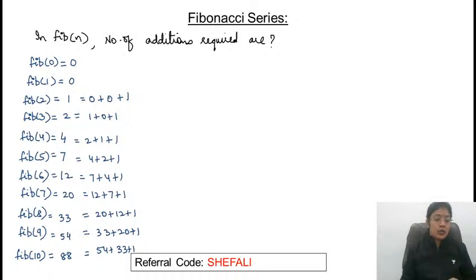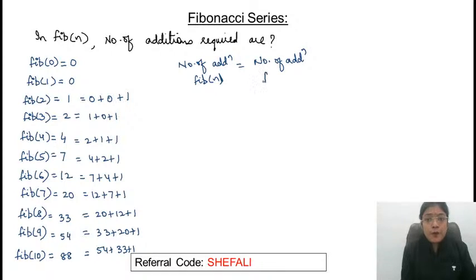So 88 additions. So if we want to find out the number of additions in Fibonacci n, this is equal to number of additions in Fibonacci n minus 1 plus number of additions in Fibonacci n minus 2 in the right subtree plus 1. This is one formula.